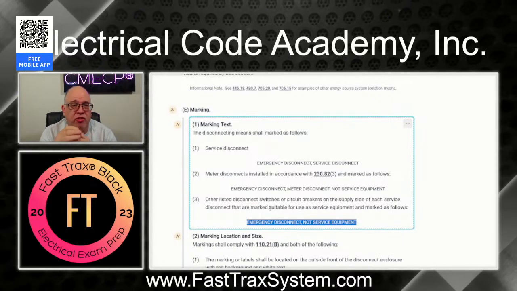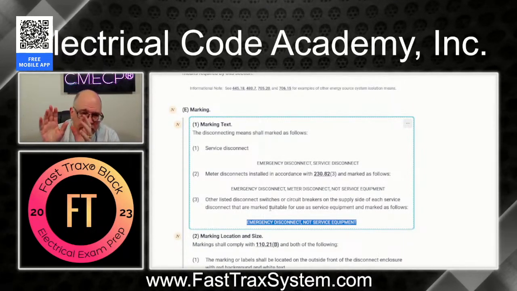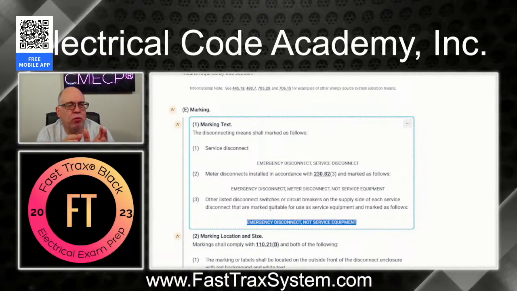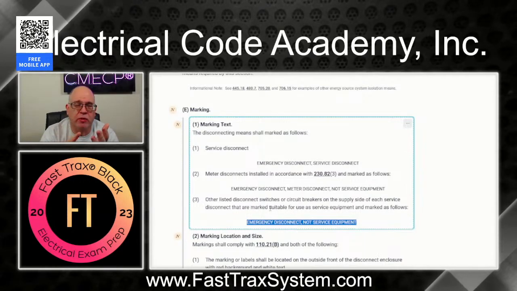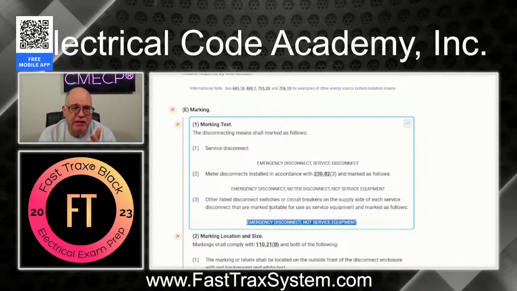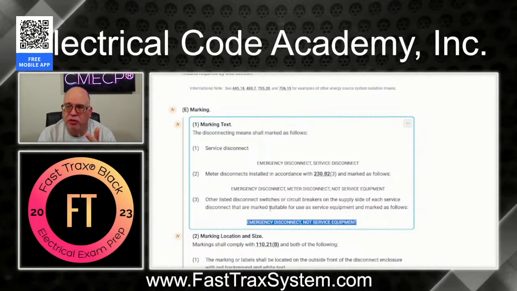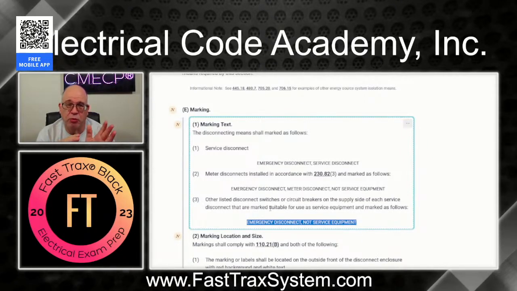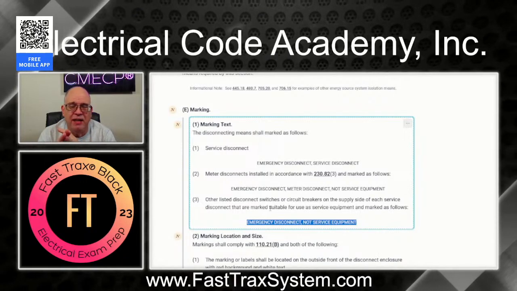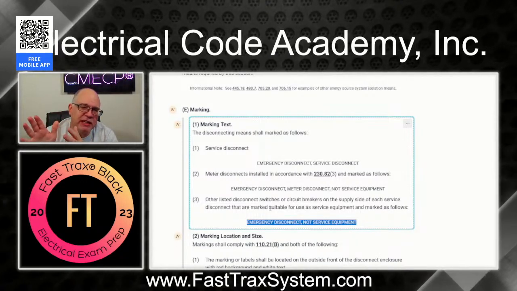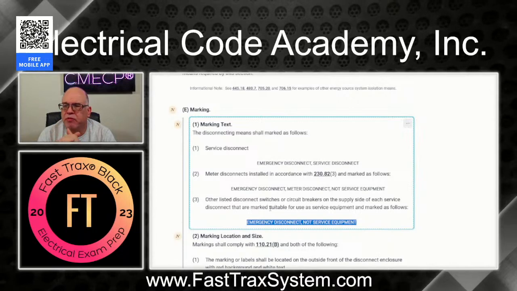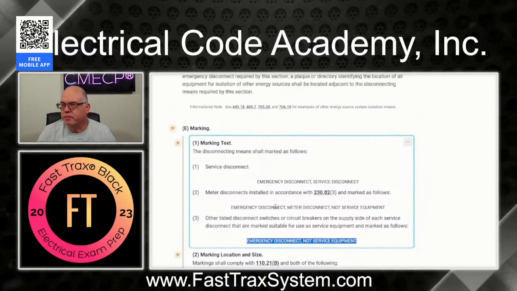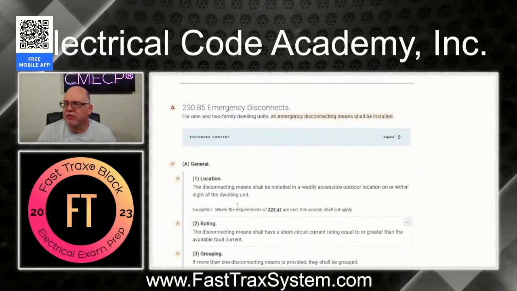And for those of you that are just coming into the 2020, this is basically a deeper breakdown. But in the 2020 edition, it's basically just going to tell you that it has to be readily accessible outside. You're going to get your 3 options of disconnects, and we're going to look at that. It's going to be the same in 2020 as 2023 when it comes to that. A little more language clarity in 2023. But we're not here to look at the 2020. We're here to look at the 2023. So let's do that. Let's go back up here.